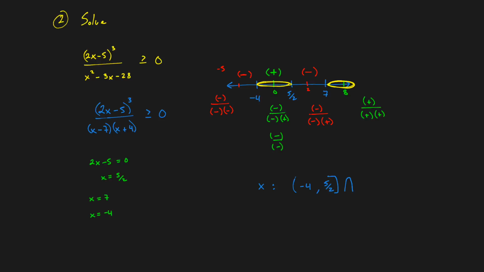Oh, and my mistake. That's the other symbol for OR. And we're going to do a U here. And we're going to say that it is from 7, not including 7, to infinity. There we go. That is our answer for this one.